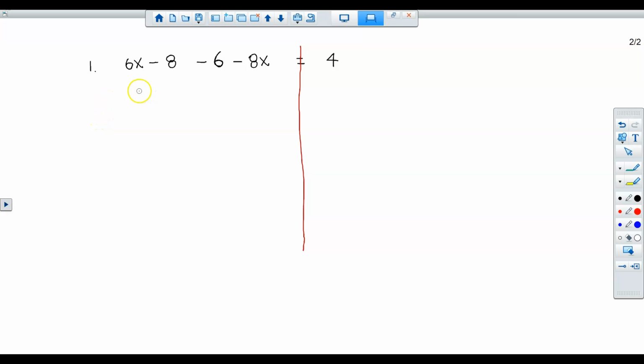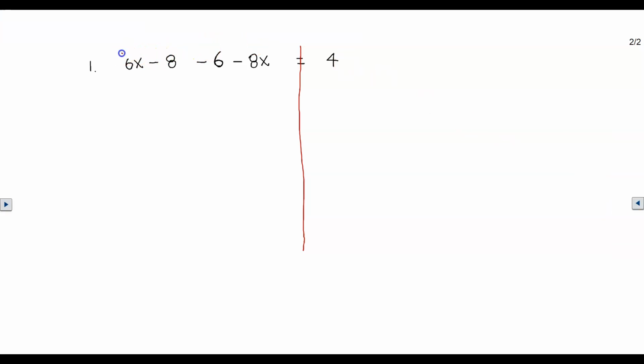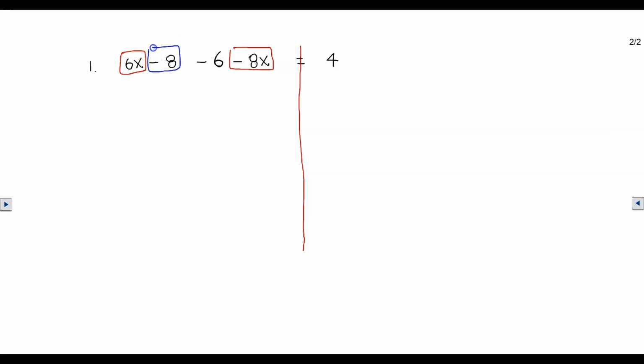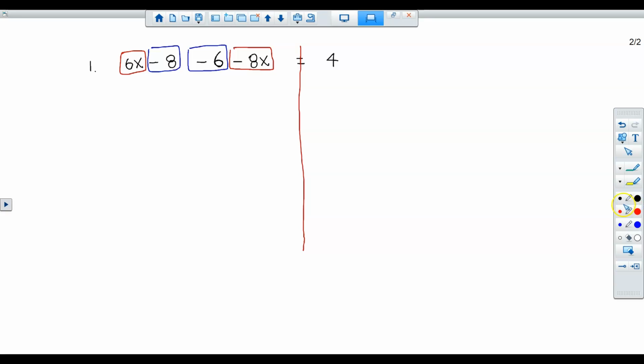Step 2 is to combine like terms that are on the same side. When I look at this first side of my equation, I do see some like terms, so I'm going to mark those. All right, my 6x can be combined with my negative 8x. And then I see another pair of like terms here because my negative 8 can be combined with my negative 6. So remember that strategy of boxing up your like terms, and now we're going to combine.